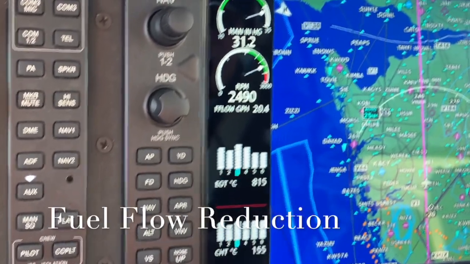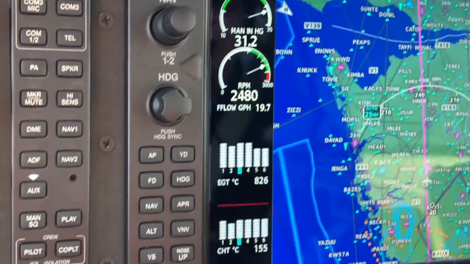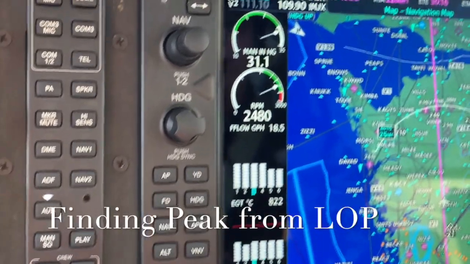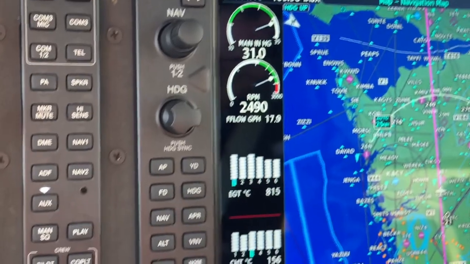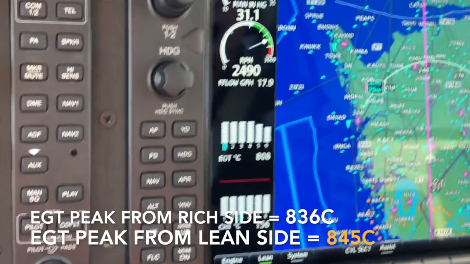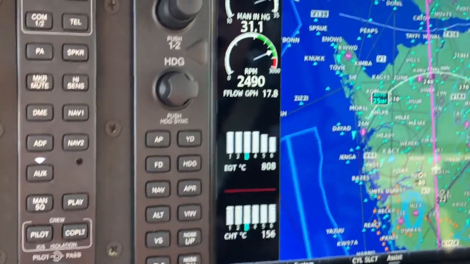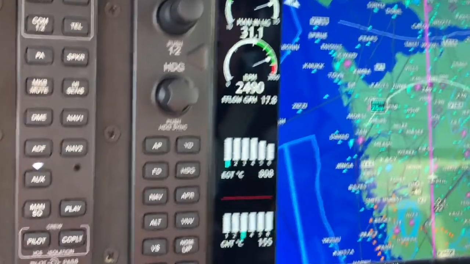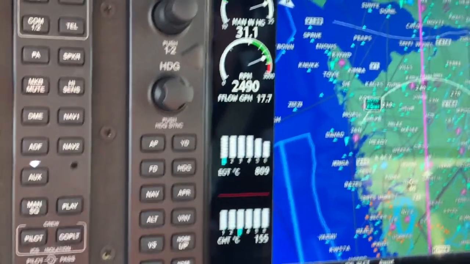And once that is done, you'll see the peak. And at the peak, you will then reduce it further to go down to lean of peak, which would be about 1.5 gallons or so. And then from the lean side, you can go back up by increasing the fuel flow and determine the peak from the lean side.